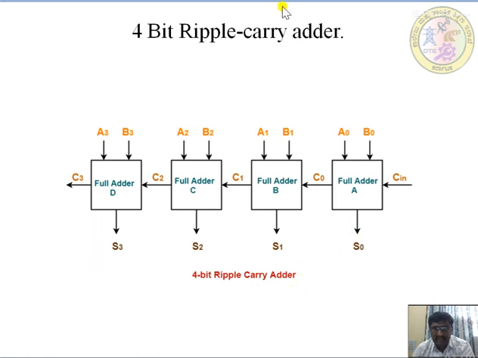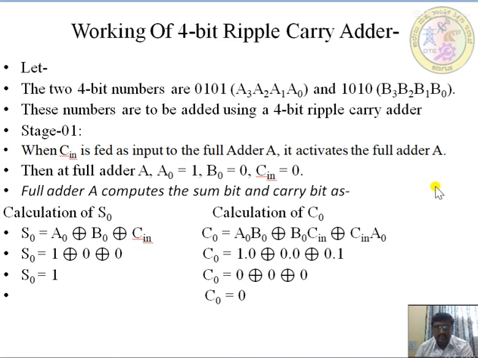So how many inputs and outputs does a 4-bit ripple carry adder have? The outputs are S0, S1, S2 and S3, and C3 as the carry output. The inputs are A0, B0, A1, B1, A2, B2 and A3, B3, and Cin acts as the input. If I draw this block diagram, it will be like this: only one Cin input, 8 inputs, 4 outputs, and C3 as an output. That is the carry.